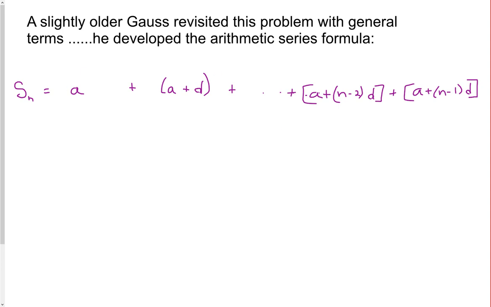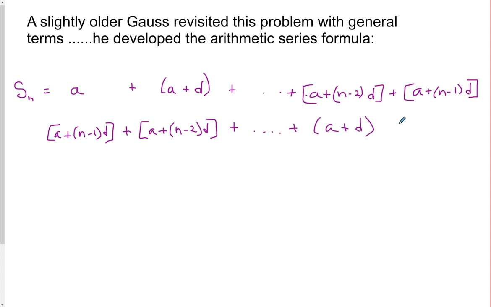So he wrote all this out, and then he did the same thing he did when he was an 8-year-old. He said, okay, cool, I'm going to write it backwards. So I'm going to write the last one first: a plus n minus 1 times d. And then I'm going to write the next to last one, a plus n minus 2 times the common difference. And then I'm going to add on the second one, a plus d, and then the first one.